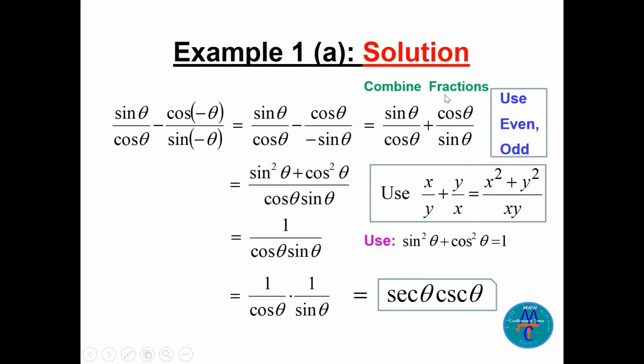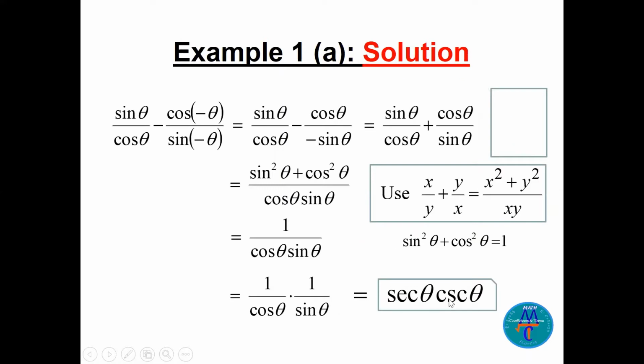We can combine the fractions, like x over y plus y over x from algebra. So this becomes x squared plus y squared over xy. So this will be sine squared of theta plus cosine squared of theta divided by the product. You multiply up and down by sine of theta, and up and down by cosine of theta. So this is the one here. So 1 over cosine of theta sine of theta, we can split it into 1 over cosine of theta, which is secant of theta, times cosecant of theta. That is the answer.